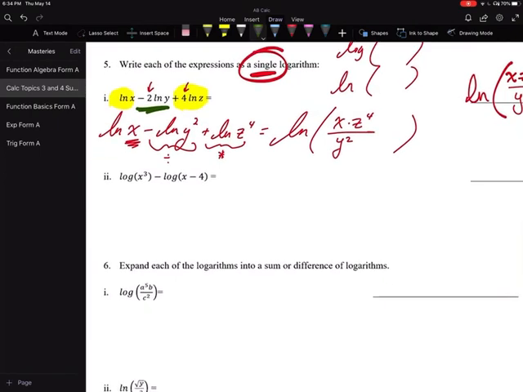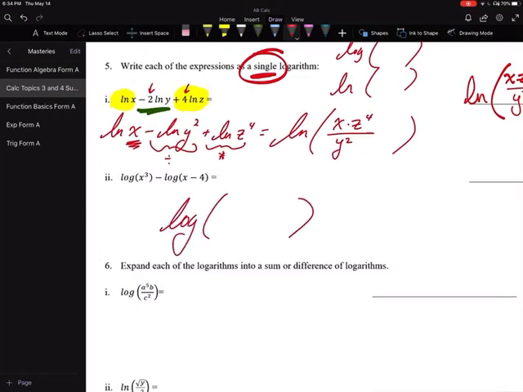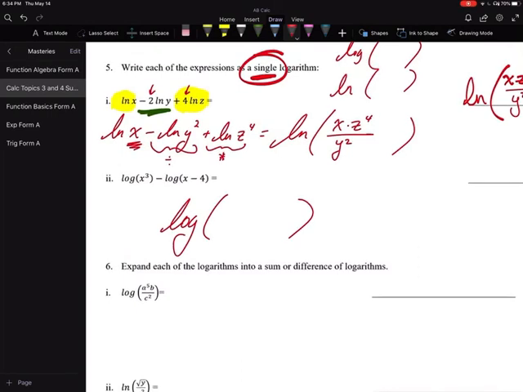So when I look at this next one, I see log of x cubed minus log of x minus 4. So then I'm going to have log of, but then since I have nothing in front, I don't have to worry about bringing in any exponents. This is positive, so that means the term on the inside, x cubed, goes on top. This is negative, so that means the term, or in this case, the binomial, x minus 4 goes on the bottom, and that's our final answer.